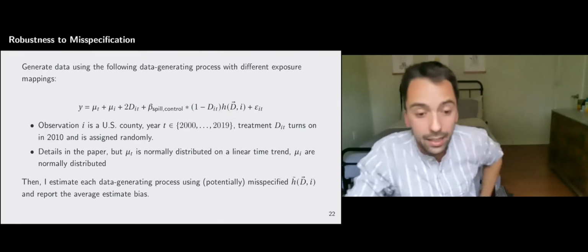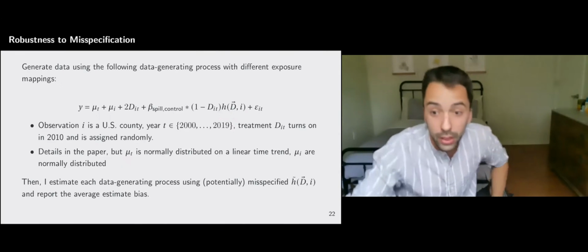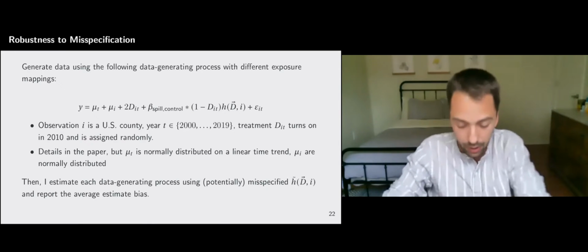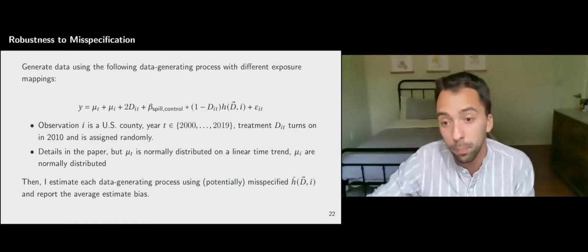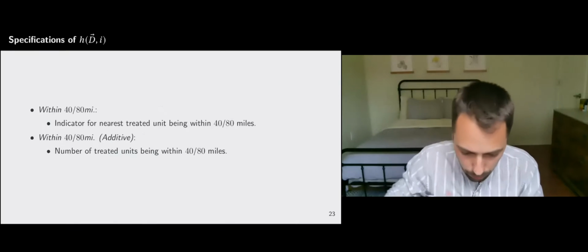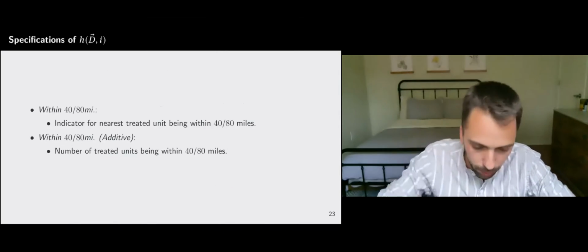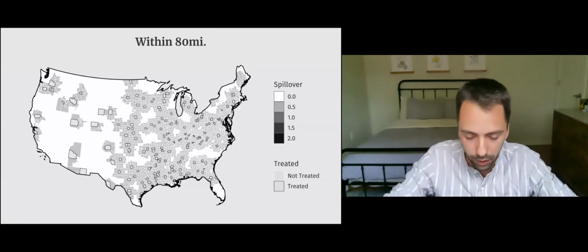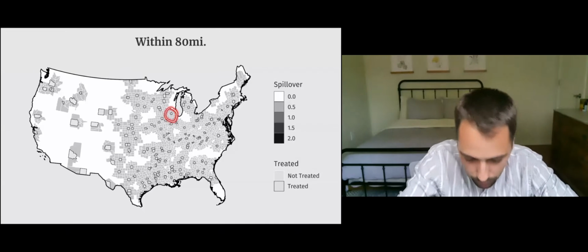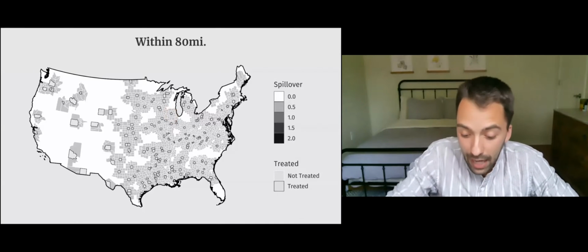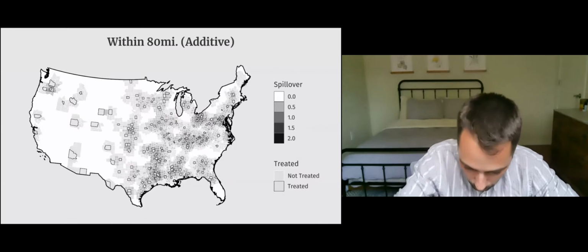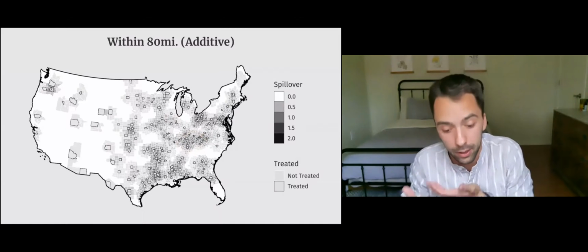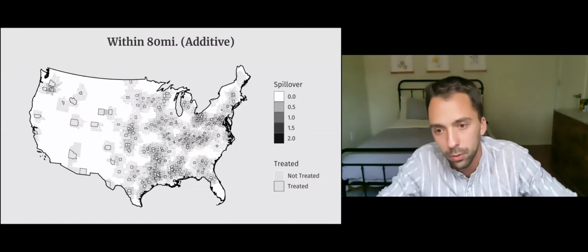And then I'm going to estimate each data generating process using other exposure mappings, including the rings and the within indicator, and then some other exposure mappings as well. I'm going to report the average bias that results. So just as before, we have the within indicator and within additive. The within looks like this. This is for 80 miles, so a ring around each treated unit. Then there's the additive version where in places of high treatment density, the magnitude of the exposure mapping gets larger. It's the number of units within 80 miles.